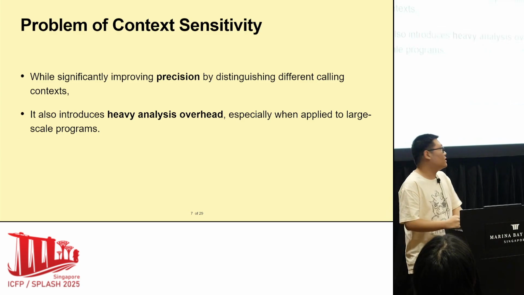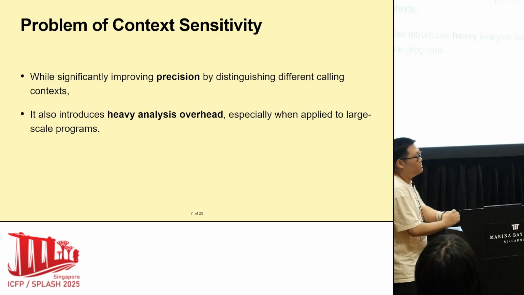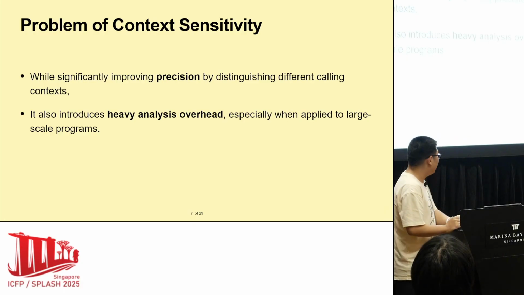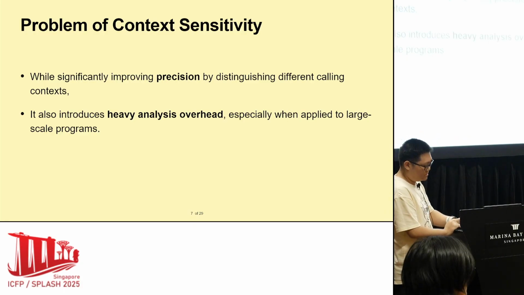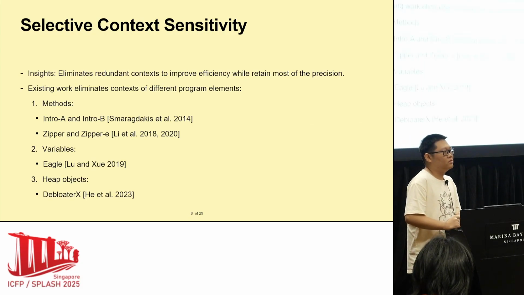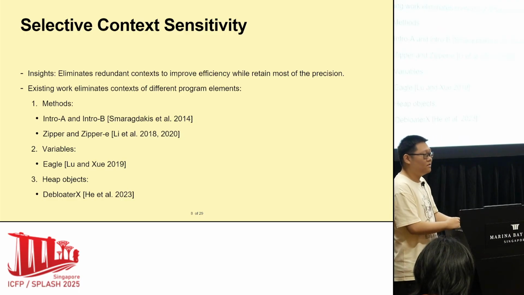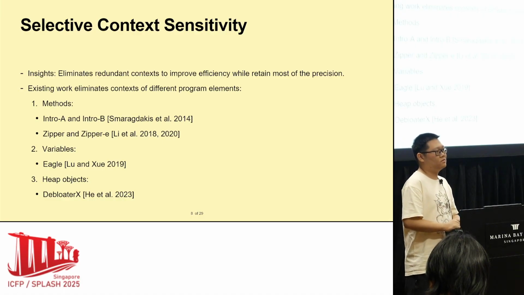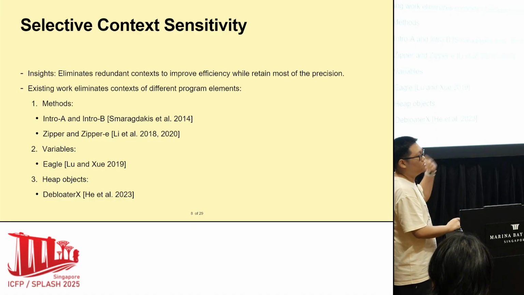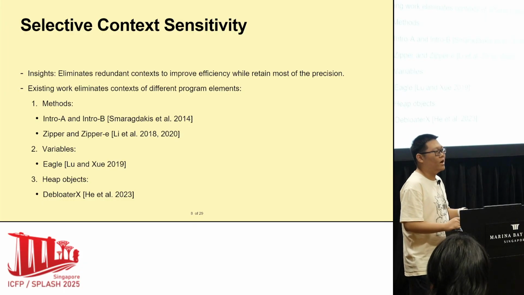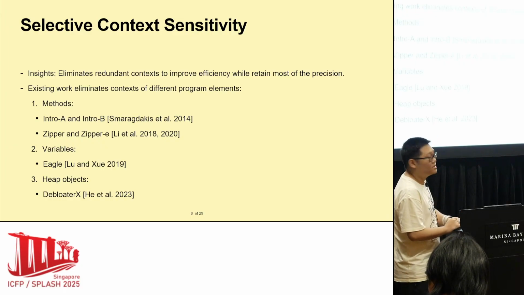But context sensitivity, while it can significantly improve the analysis precision, also introduces heavy analysis overhead, especially when applied to large-scale programs. So selective context sensitivity approaches are proposed, and the key insight is to eliminate redundant contexts when they are not helpful to analysis precision, so it can improve efficiency while retaining most of the analysis precision.